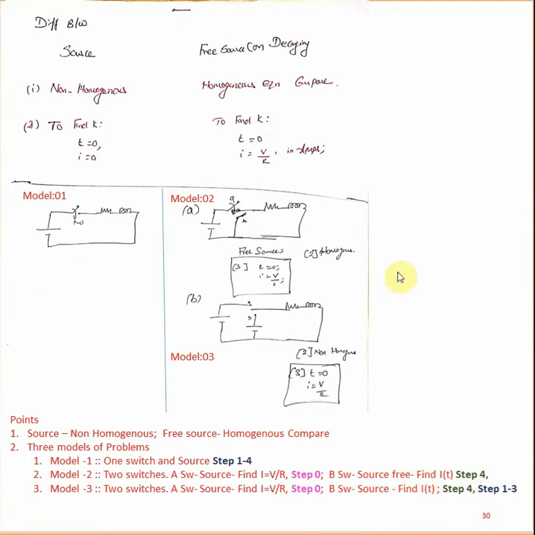Then next, one more model, the third model. Okay, there are two switches: switch A is there, switch B is there. As usual, switch A is closed. Find the i value. i is equal to V by R, you find that. Okay, switch B is closed. At that time you can look at it: source is also present. If source is present, it is similar to that model.